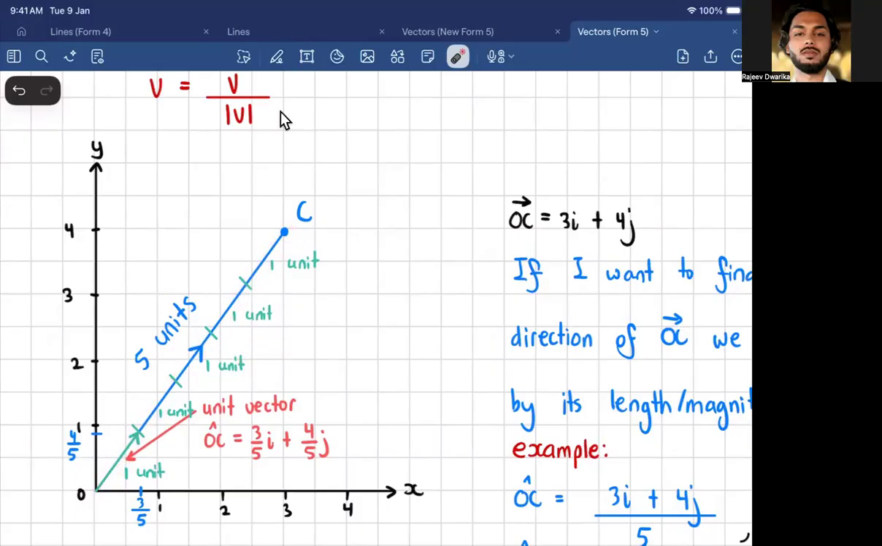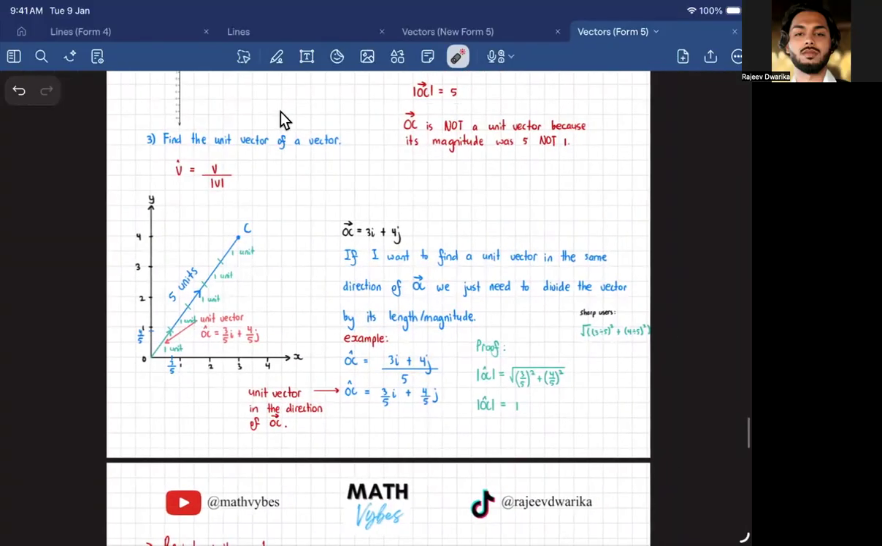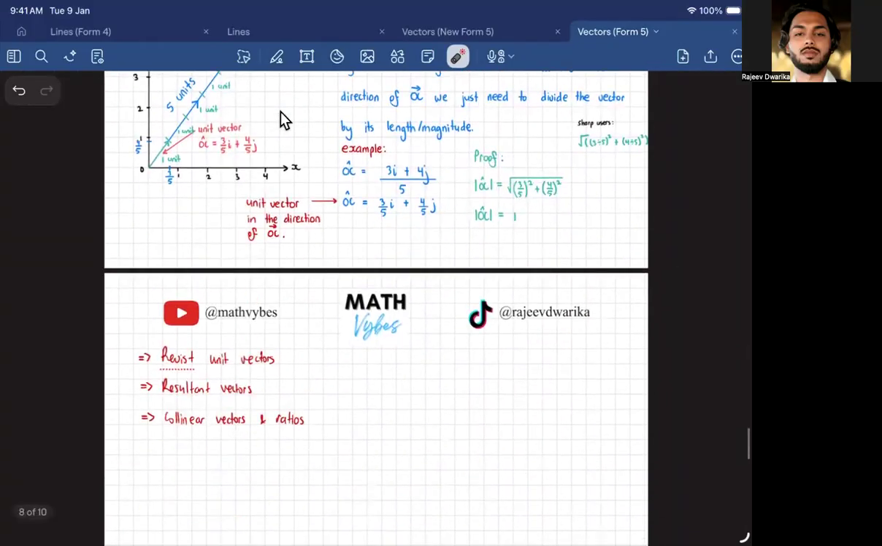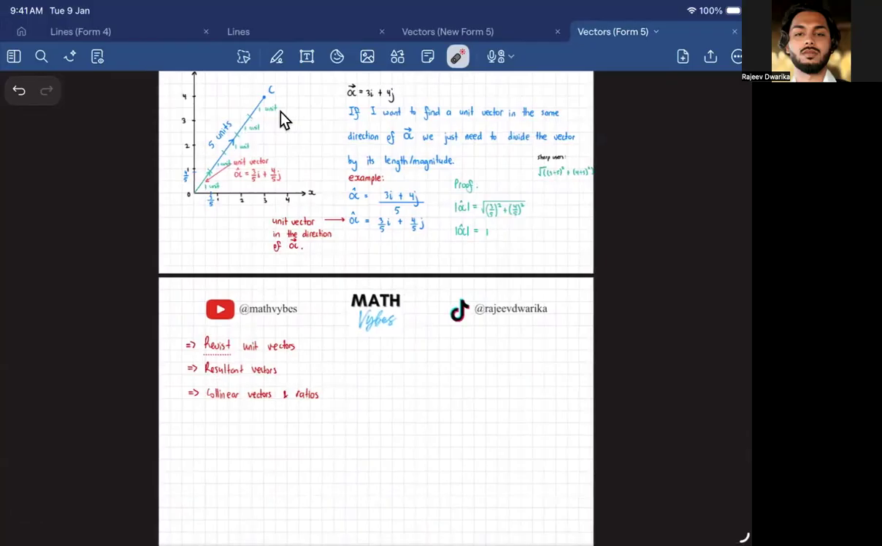And when we do that, we'll end up with 3 over 5i plus 4 over 5j. And when we look at it graphically, you can see that it literally looks like 1/5 of the big vector OC. So it's making sense. We understand it. Nice. All right, so we revisited unit vectors. Great. So let me give you all a question.